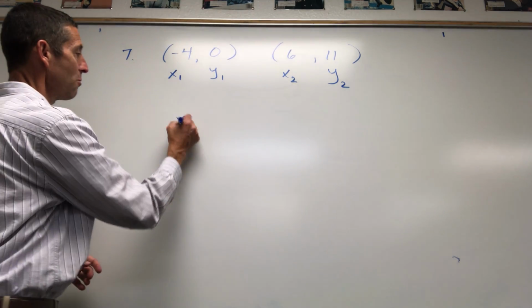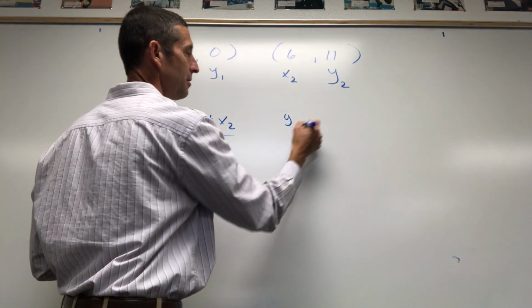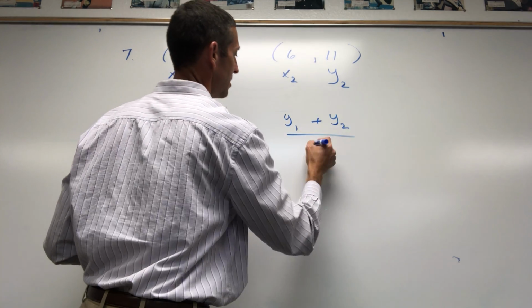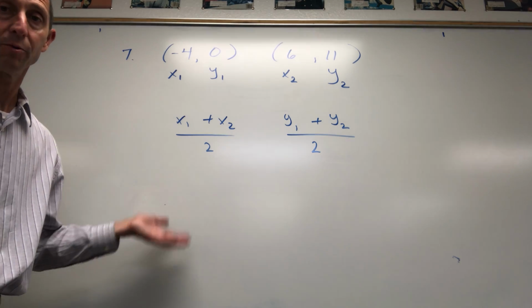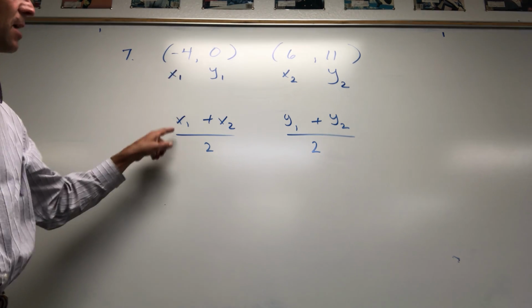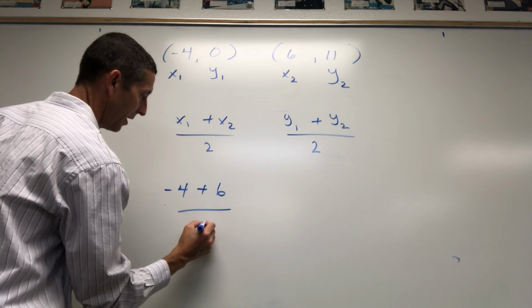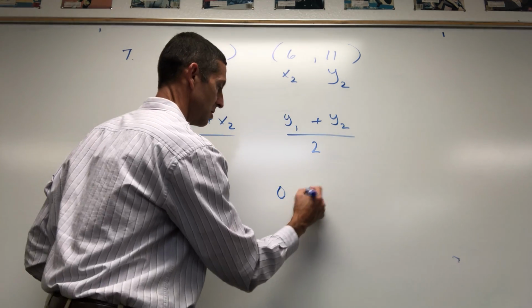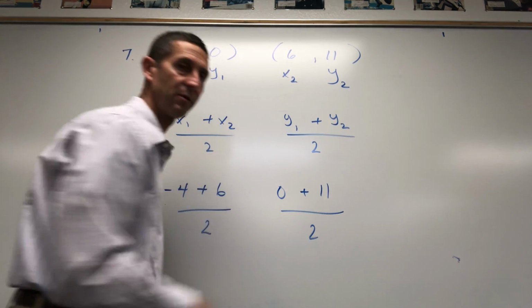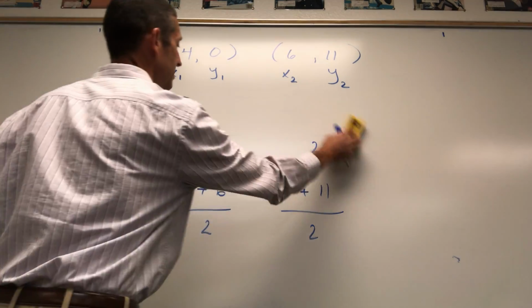Now remember, your formula takes the x's and adds them together, takes the y's and adds them together. X's together, y's together. And then we're just dropping them in. The negative 4 and the 6, that divided by 2. The 0 and the 11, and that divided by 2. Okay? I'm going to move it up here where you guys can see it a little bit.